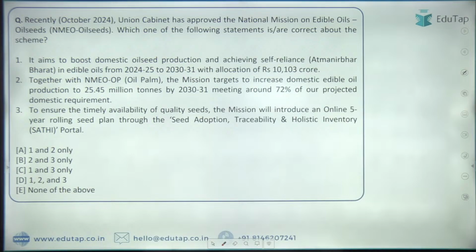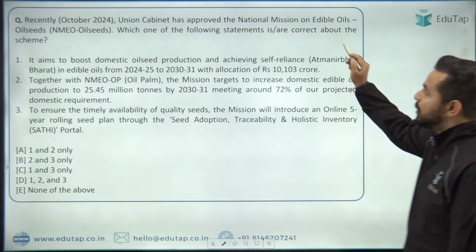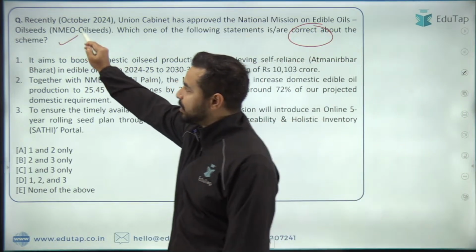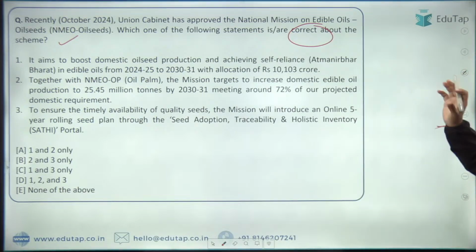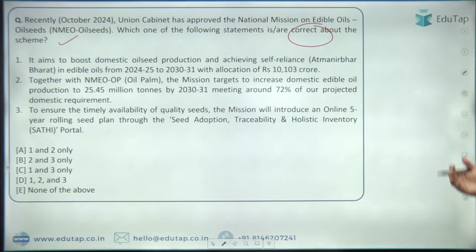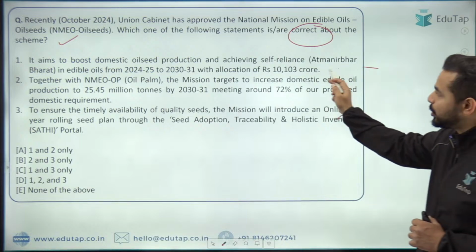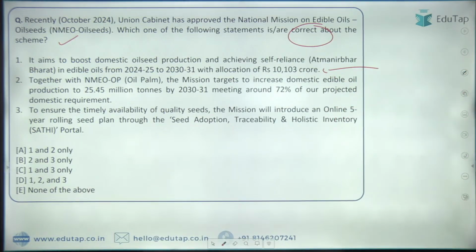सो पहली स्टेटमेंट आप देख सकते हो कि वंस अगेन लेट मी टेल यू दैट जब भी ऐसा कोई क्वेश्चन आपके सामने आता है, फर्स्ट ऑफ ऑल आइडेंटिफाई व्हाट इज द डिमांड, दैट इज वी हैव टू आइडेंटिफाई करेक्ट स्टेटमेंट अबाउट द स्कीम. सो यहां पर वी हैव टू फोकस ऑन द कीवर्ड्स. कीवर्ड्स पर फोकस करना है, आइडेंटिफाई करना है कौन सी स्टेटमेंट करेक्ट है. तो पहली स्टेटमेंट में एम दिया है दैट वी विल बी बूस्टिंग द डोमेस्टिक ऑयल प्रोडक्शन, we will achieve self reliance, बिल्कुल ठीक है. What is the timeline, 2024-25 to 2030-31, that is absolutely right. Allocation is also correct, that is 10,103 crores, right?